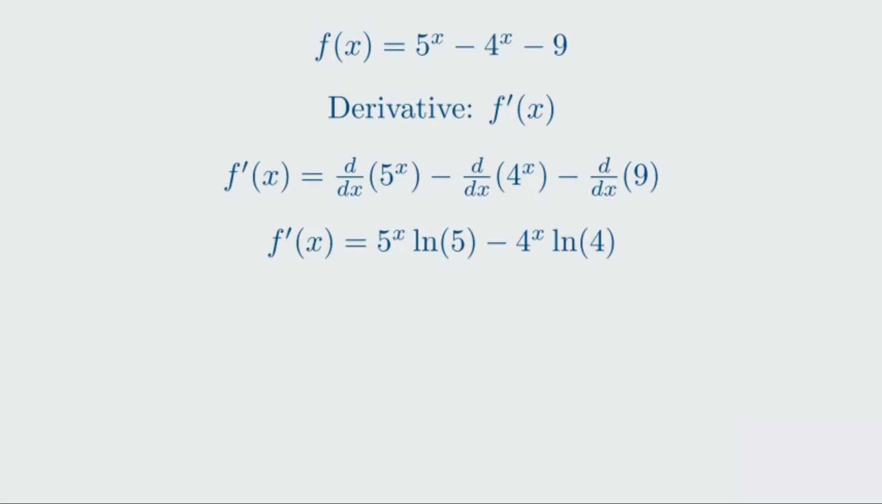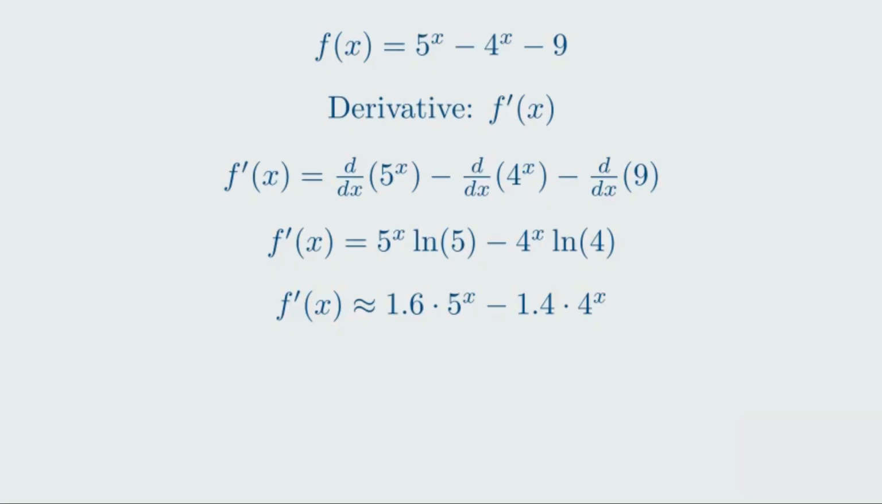The natural log of 5 is approximately 1.6, and the natural log of 4 is approximately 1.4. This means f prime of x is roughly 1.6 times 5 to the x minus 1.4 times 4 to the x. For any positive value of x, the exponential growth of 5 to the x is much faster than 4 to the x. This dominance means the first term will be significantly larger than the second term, so their difference, the derivative, will be positive for all x greater than 0.